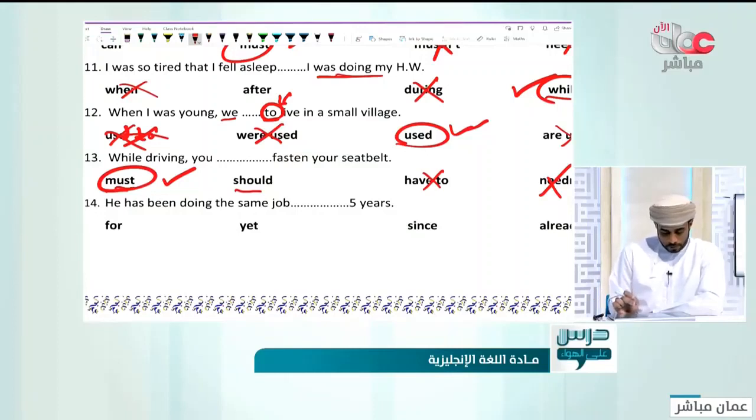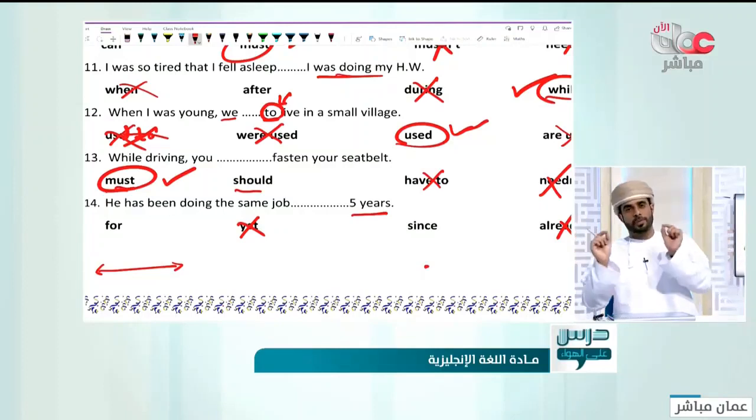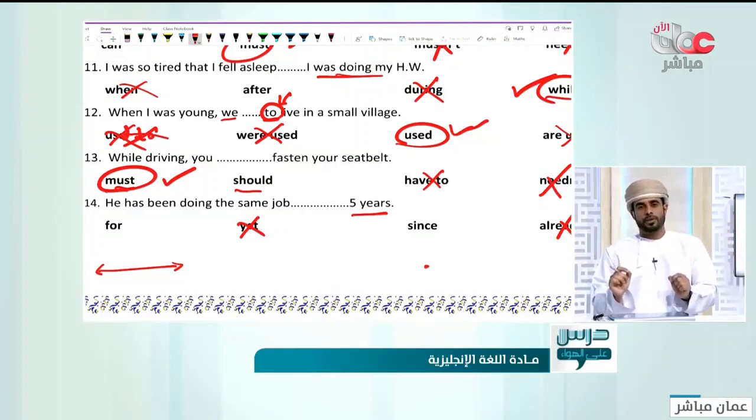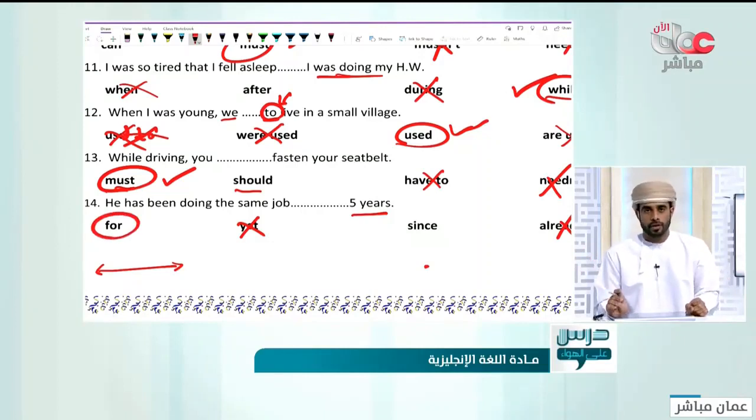14. It says, he has been doing the same job for 5 years. For 5 years, yet, 5 years, since, already. So yet won't work, and already won't work. So is it for or since? Think of it. Remember, we said for is for a period of time, since is for a point in time, a point. So 5 years, is it a period of time or a point? It is a period of time. So it is for 5 years, the correct answer in here.